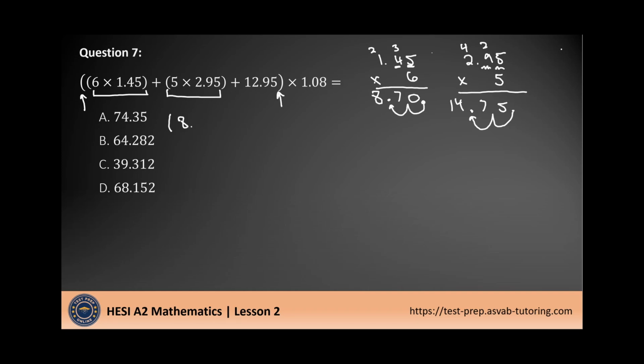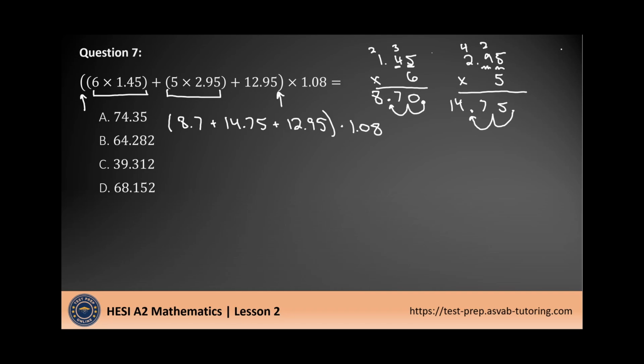We have 8.7. I'm going to leave off that 0 because a 0 at the end of a decimal doesn't change anything. You could put 0, 0, 0, 0, 0. Those are all empty, so it's not going to add anything to our problem. 5 times 2.95 was 14.75 plus 12.95. All of that was times 1.08. So now we're going to need to add those.